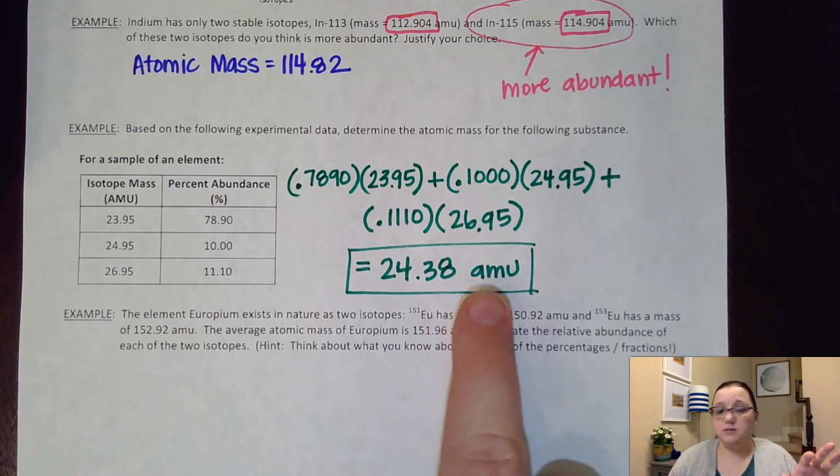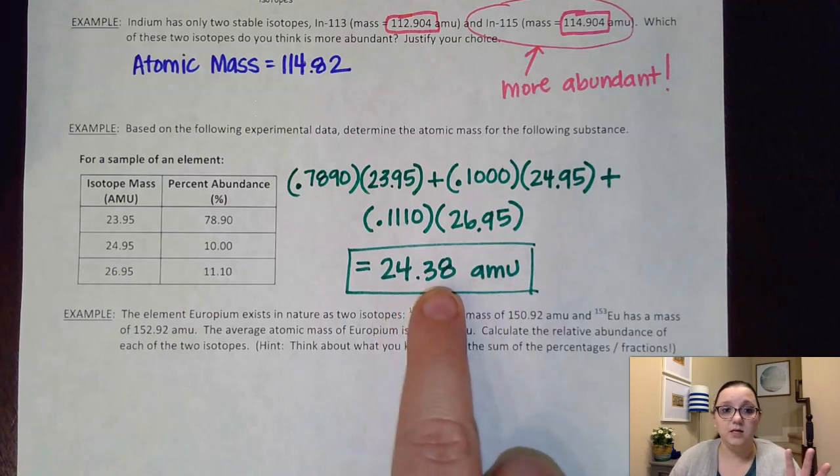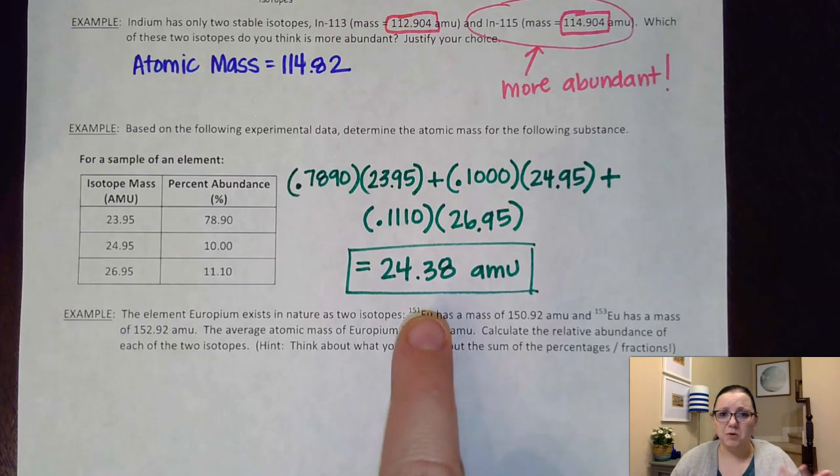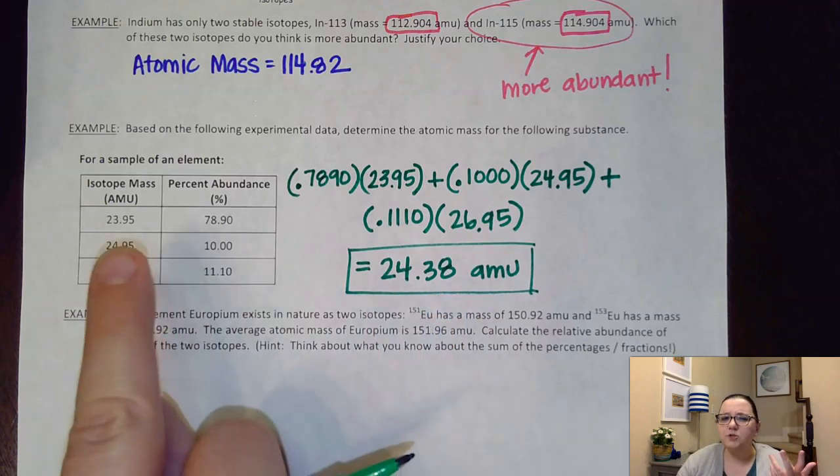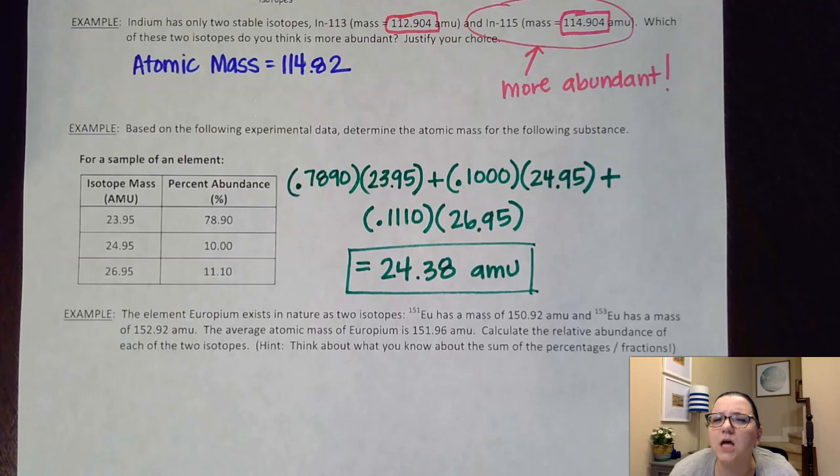You would be amazed the number of times I see people calculate these and they give me some random number like 12 and I'm like, but your masses are 23, 24, and 26. Like, how are you getting an average of 12 here? You can't. You must have plugged something in wrong. So please always ask yourself, does my answer make sense?